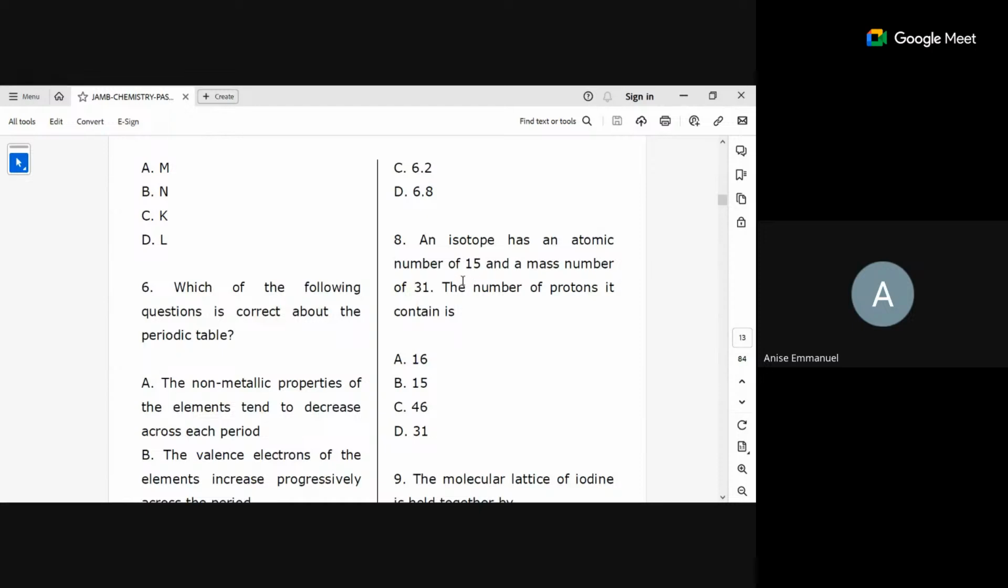Now, this is an isotope, but we're just talking about isotope. Look at that question now. That was what I was saying. You need to understand the exam pattern. In what way did they set the question? So when you're able to follow that, I'm telling you, you will stand out.